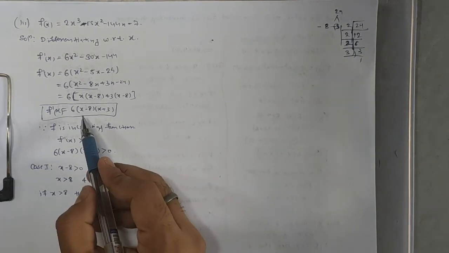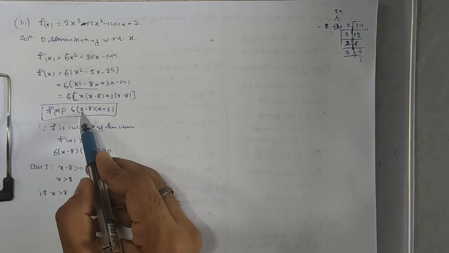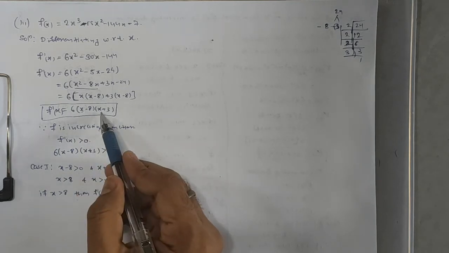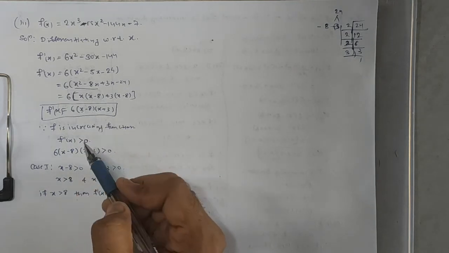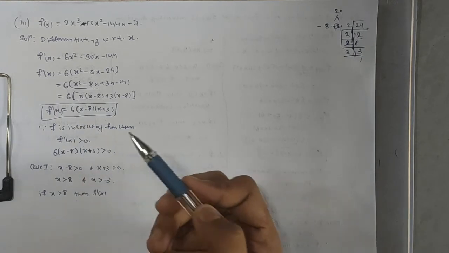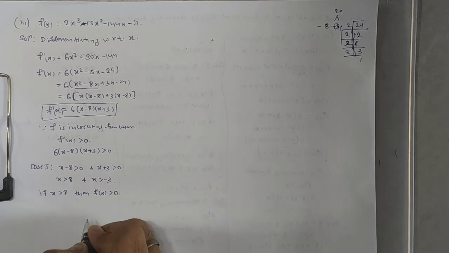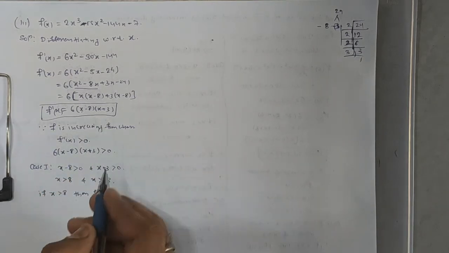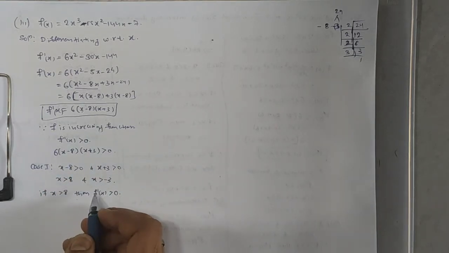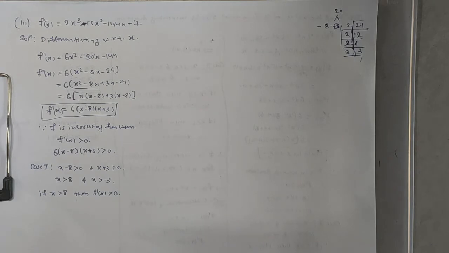So 8 is greater than 8, 9, we can take 9. 9 minus 8, 1. 9 plus 3, 12. 12 into 1, 12. 12 into 6, 96, which is greater than 0. Correct? But if we take x is greater than minus 3, that means minus 2, minus 1, 0, 1, 2, 3, 4, 5 till 8.